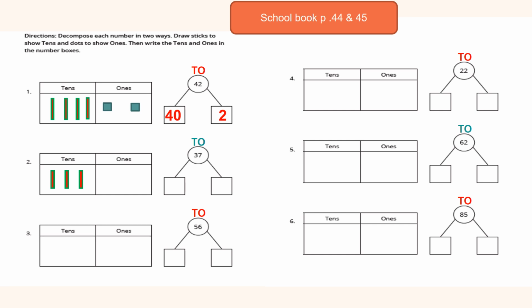Let's decompose 37. 3 in tens, it will be 30. 7 in ones, it will be 7 as it is.